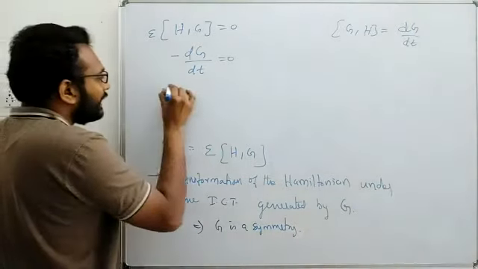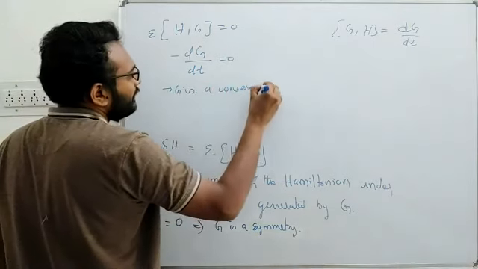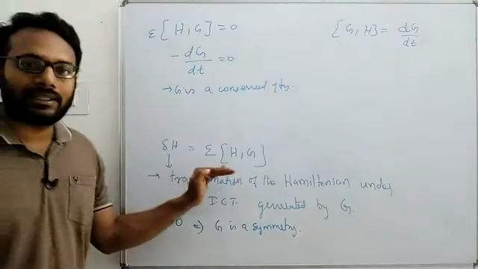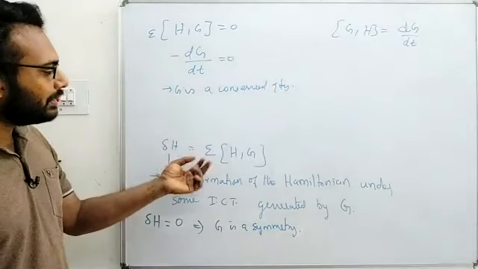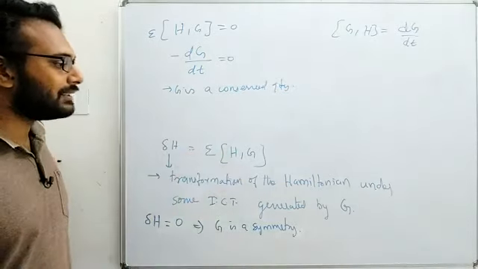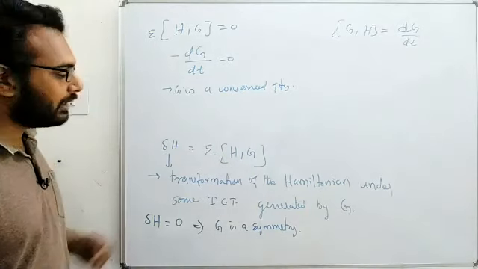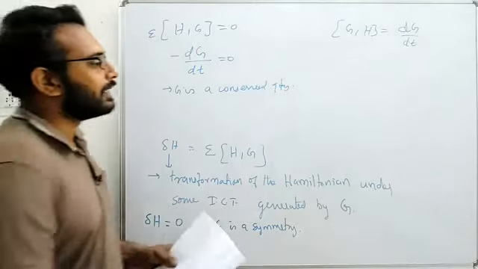This means that G is a conserved quantity. So we are seeing the Noether theorem right here. From the canonical transformation framework, we are seeing the Noether theorem directly. What does the Noether theorem say? Whenever there is a symmetry, there is a corresponding conserved quantity, or whenever there is a conserved quantity, there is a corresponding symmetry.